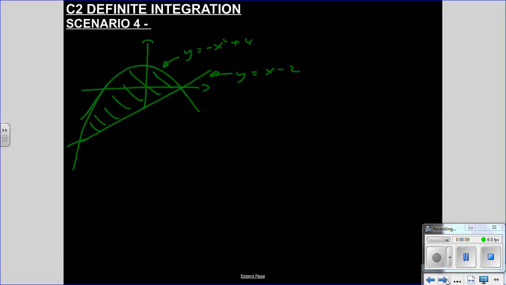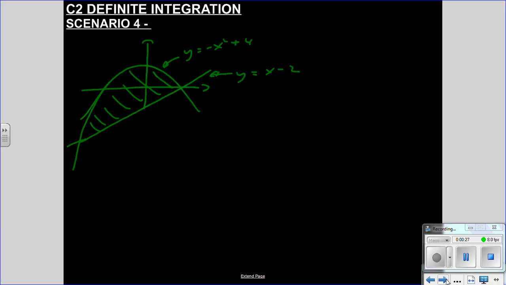Hi everyone, second video. This one we're opening with how to find the area, how to find the shaded region enclosed here. But then after that, we're going to go on to the trapezium rule, all in the same video, okay? So let's get this first one down.